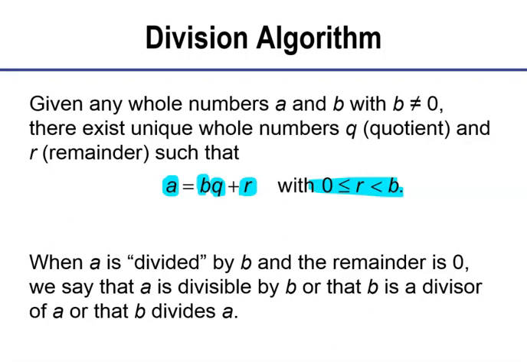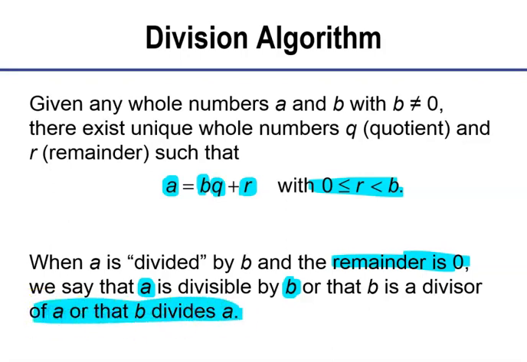Now remember, with our box of cookies, we had a 0 remainder. That's what this next statement says. When A is divided by B and the remainder is 0, we say that A is divisible by B. So again, your dividend is divisible by your divisor, and B is a divisor of A, or that A divides B. So when you have a remainder of 0, you could say that A divides B.